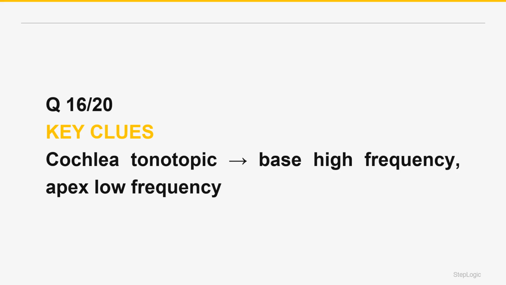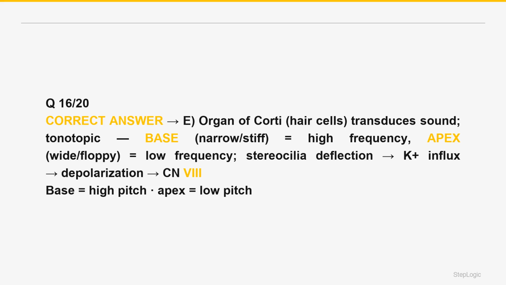leads to CN8. In the cochlea, sound waves vibrate the basilar membrane and the organ of Corti, sitting on it with its sensory hair cells, transduces that mechanical vibration into a neural signal. The cochlea is tonotopically organized, meaning different locations along its length respond to different frequencies based on the mechanical properties of the basilar membrane. The correct answer is E.